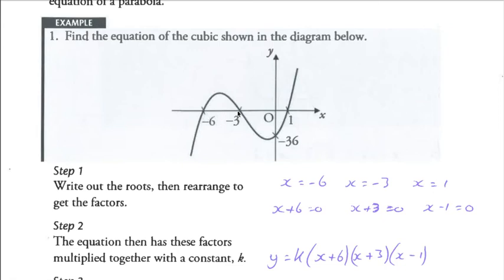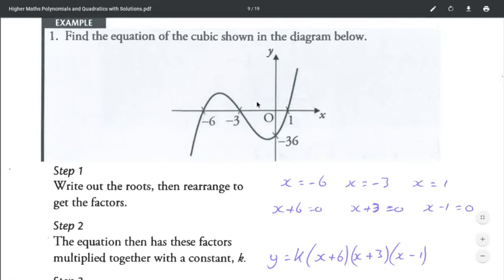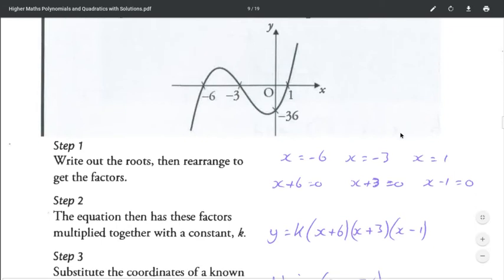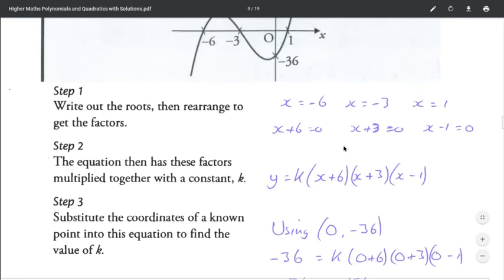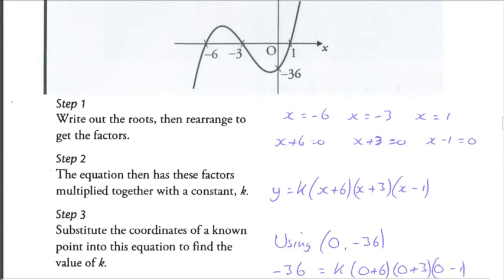So we can see the roots. Step one, write out the roots. Now if x equals -6 is a root, and x equals -3 is a root, and x equals 1 is a root, then we can equate those to 0. So add 6 to both sides, add 3 to both sides, subtract 1 from both sides, and that'll give us the factors. So the equation of the curve is k multiplied by x plus 6, x plus 3, x minus 1.